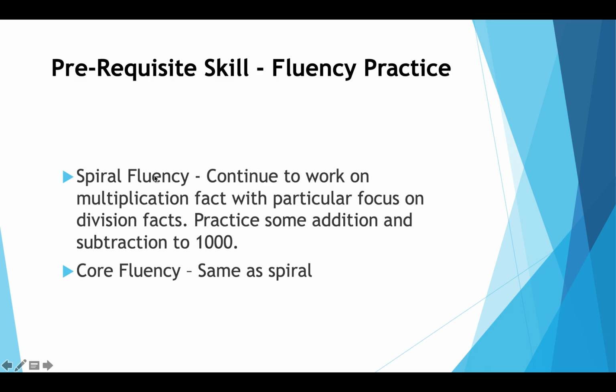Fluency practice or prerequisite skills. Working on multiplication facts is going to help with this. You should be doing that ongoing anyway. A spiral fluency, continue to work on multiplication facts with particular focus on division facts. By now they probably have automaticity with multiplication, so you probably need to be working more on division. That could come into play with perimeter, specifically if they leave out some missing sides. And continue to practice addition and subtraction to 1,000 sparingly.